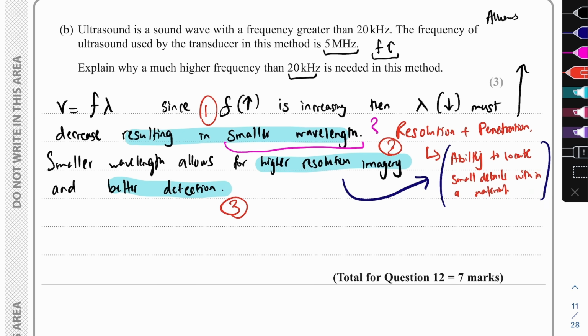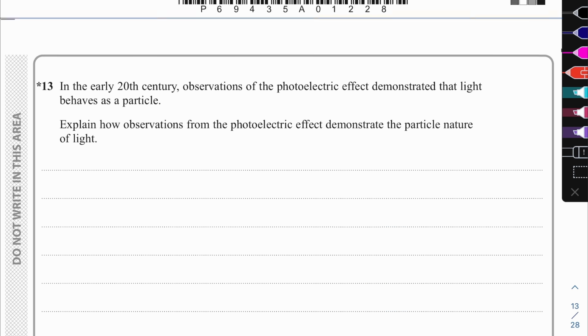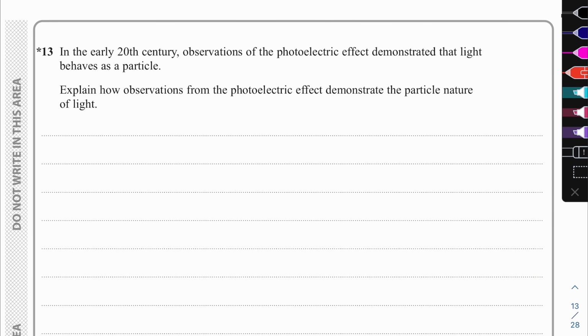All right. Now let's go to question number 13. In the early 20th century, observations of the photoelectric effect demonstrated that light behaves as a particle. Explain how observations from the photoelectric effect demonstrate the particle nature of light. Now, this is a very repeated question from past papers, but we need to make sure that we are mentioning the demonstration of the particle nature.